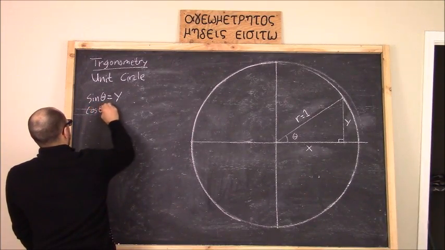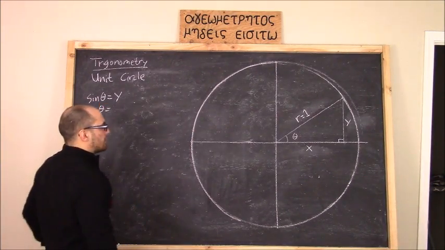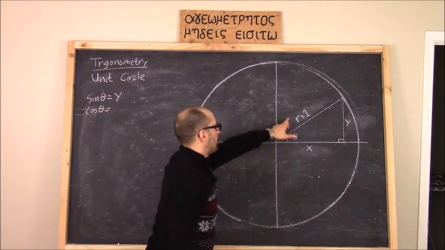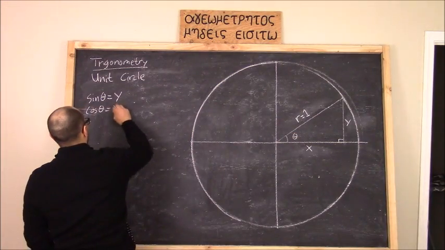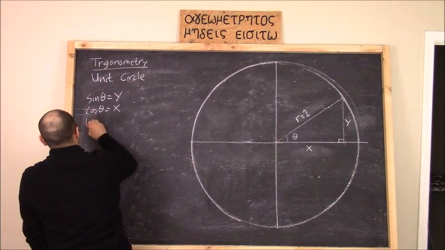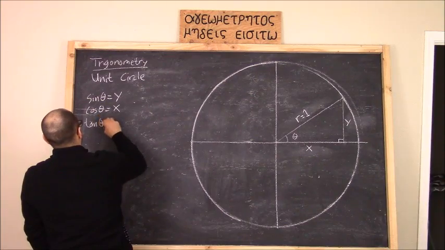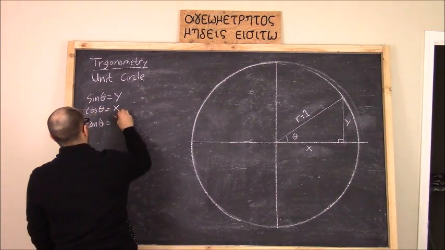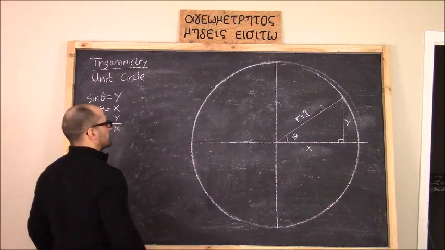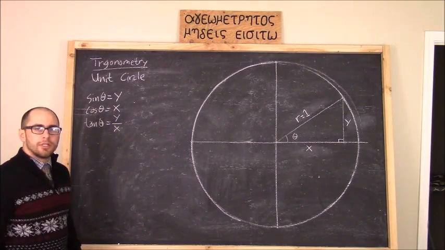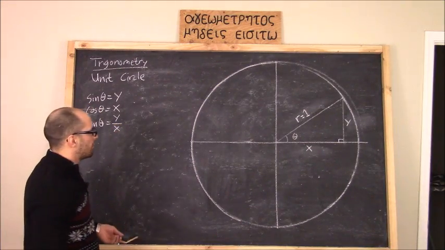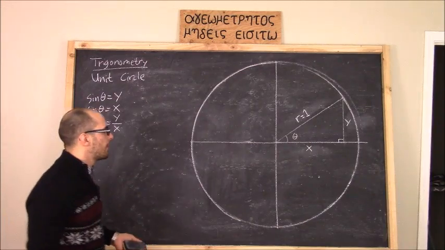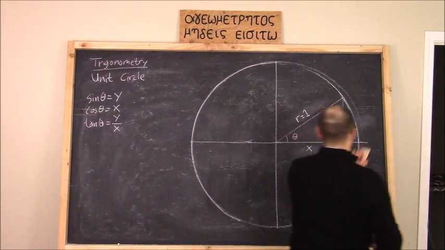Cosine of theta is equal to adjacent over hypotenuse. X over 1 is x. And lastly, tangent of theta, opposite over adjacent, is going to be y over x. That is the unit circle. Some important points on the unit circle, starting with 0.